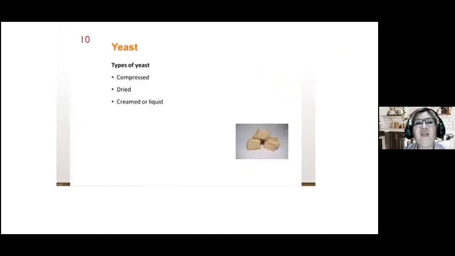Okay, so for the yeast, this is the one responsible for the fermentation of your baked product. We are going to use the instant dry yeast. We have the brand name that is SAF, no? Okay, so we have a compressed yeast, that's one in the picture. We have a dry yeast, that's what you call the Red Star at the grocery stores, and the cream or liquid. So because of the technology, we are going to use an instant dry yeast.